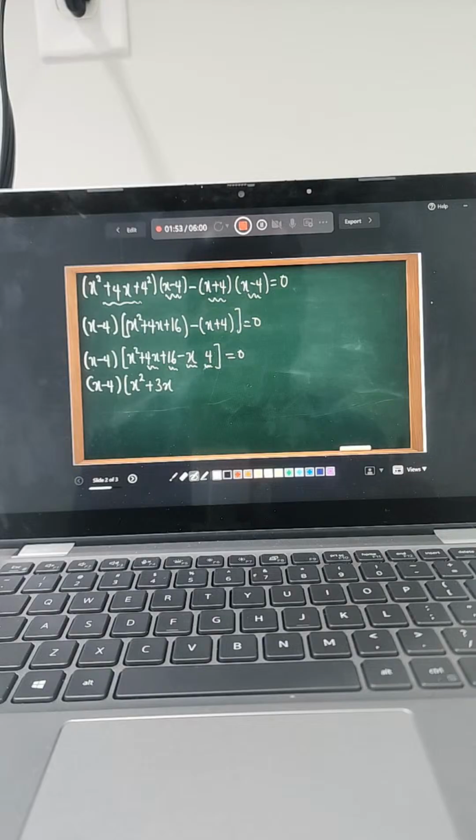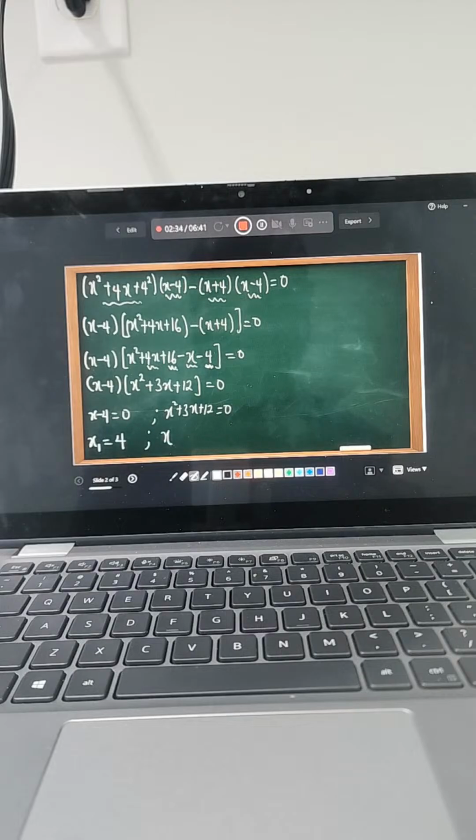So here I'm going to have x minus 4, so plus 16 minus 4 is going to be plus 12 equals 0. Now here we have two values in the parentheses. The first value for x: we can have x minus 4 equals 0, and here we have x squared plus 3x plus 12 equals 0. Simplifying further, the first solution for x, which is going to be x1, equals 4.